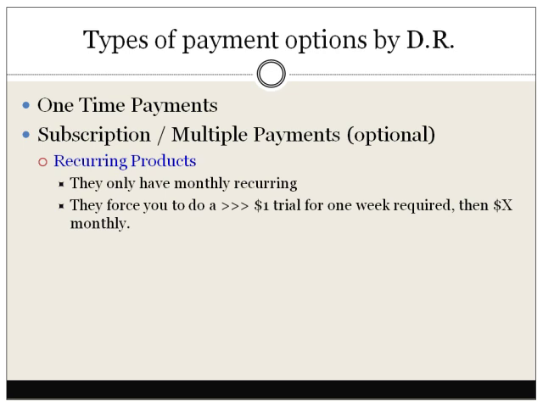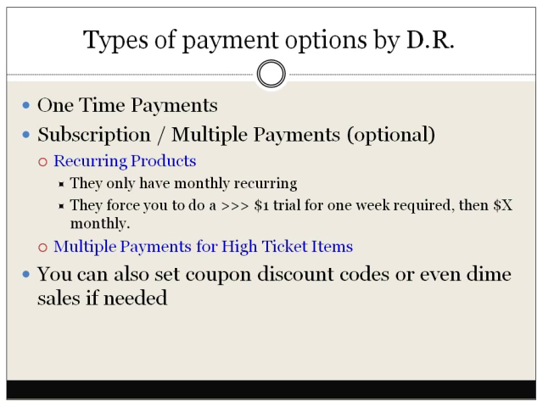And they force you to do a $1 trial for 1 week, which is required. Then you do an X amount of dollars monthly. So that's just something to be aware of, that they force you to do a 1 week dollar trial. Multiple payments for high ticket items, you can do this as well. Very, very easy to do. And you can also set coupon, discount codes, or even dime sales if needed.